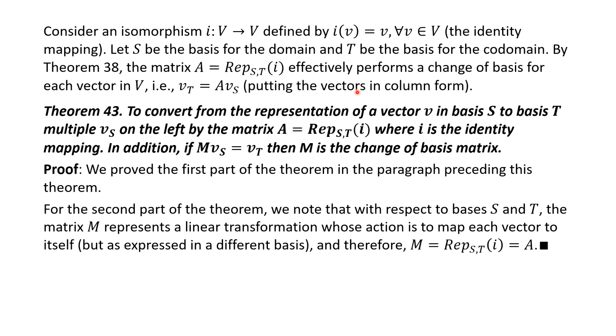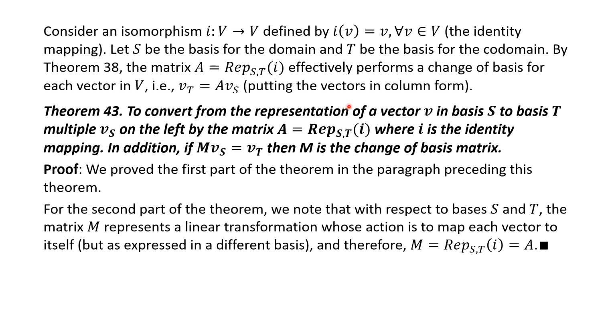What I just said here, I've recorded as a theorem, or at least part of it. To convert from the representation of a vector V in basis S to T, multiply V as represented in basis S on the left by matrix A, where A equals the representation S comma T with respect to the identity mapping. In addition, if M times V sub S equals V sub T, then M is a change of basis. So basically we have a uniqueness here.